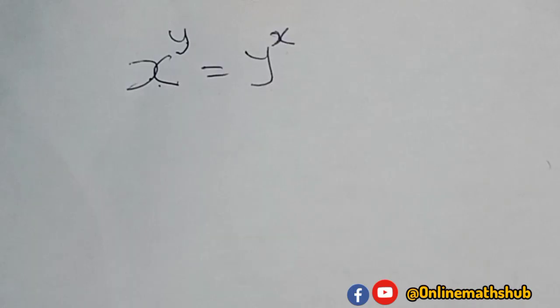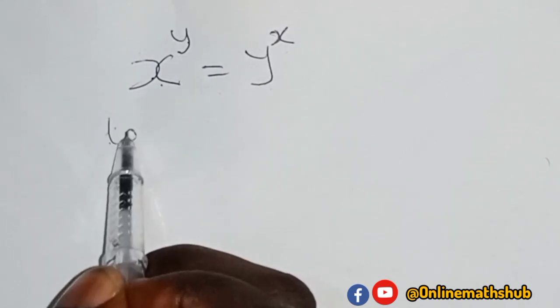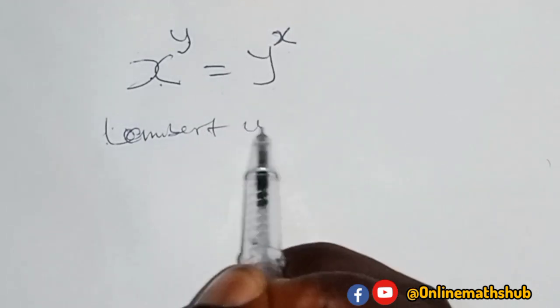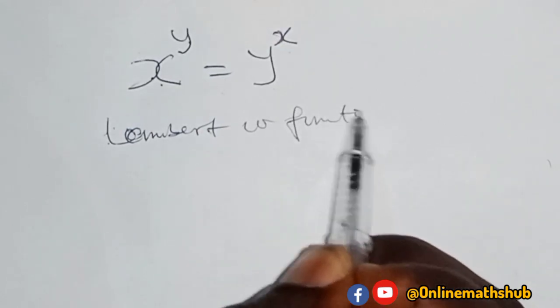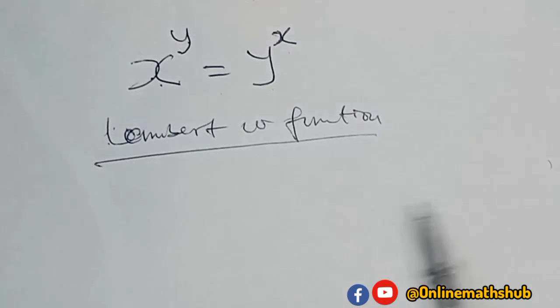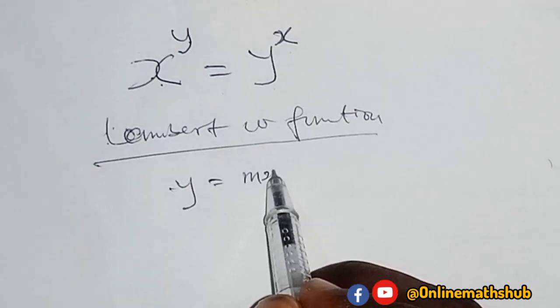Well, there are a couple of ways you can actually solve this problem. Sometimes you can use what we call the Lambert W function to evaluate, and then you're going to get your solution. But most times I prefer to use another method, which is the substitution method. And so in that case, I set my y to be equal to mx.